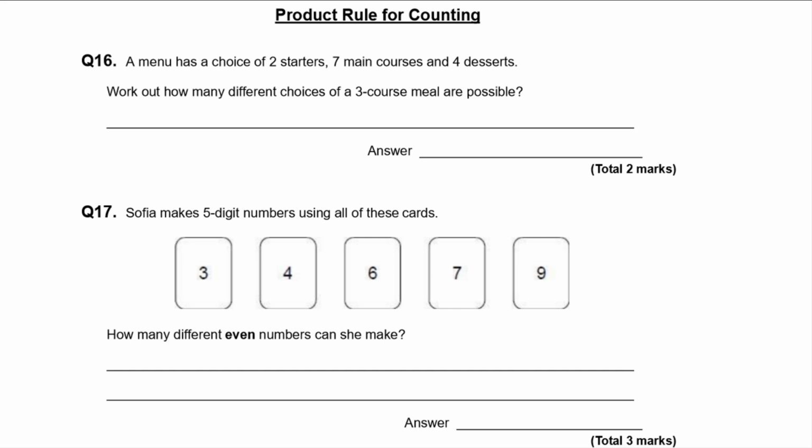Okay, so it's the number of ways of selecting certain things from certain things. So question 16, a menu has a choice of 2 starters, 7 main courses and 4 desserts. Work out how many different choices of the 3-course meal are possible. Well, if you've got 2 starters, you've got 2 possible selections you can make there, and then 7 mains and 4 desserts. You just have to multiply those 3 numbers together, because for every selection of starter that you make, you've got 7 choices for the main and so on. So you just need to multiply them up. So 2 times 7 times 4, that comes out to be 56.